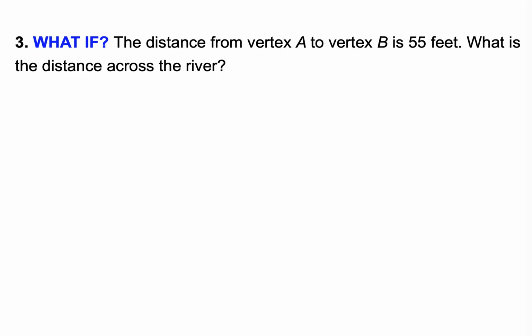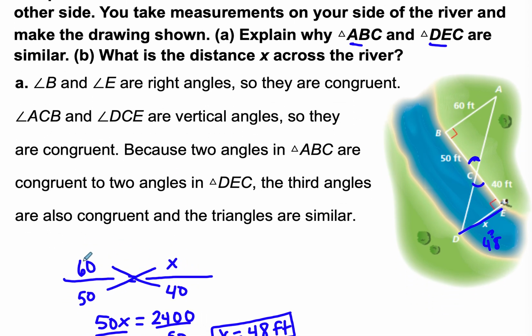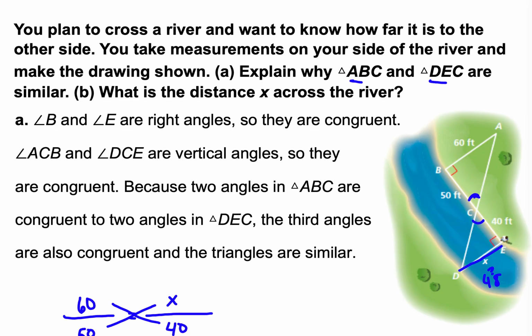Okay, let's check our answer. So we have the same situation, except instead of 60, it's now 55. So we're using the same proportion, except this number is going to be 55. So it'll be 55 over 50 this time. And then X over 40. Make sure that's right. Yep.